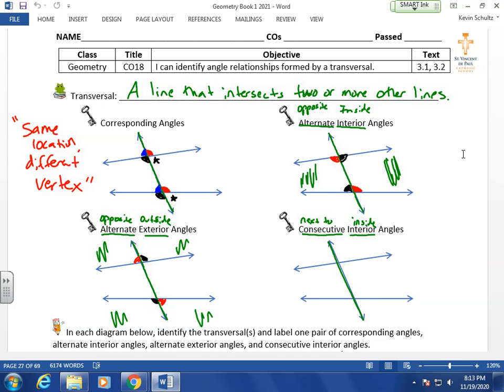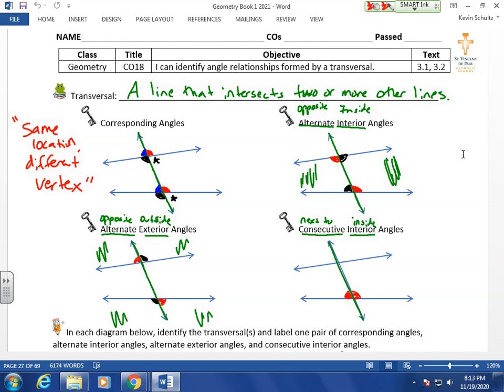This would be an example of angles that are not consecutive interior. And you might say, well, yeah, but they're inside the two horizontal lines and they're next to each other, so that fits the definition, right? Next to and inside. Why aren't they?